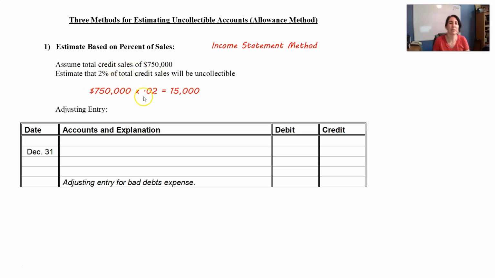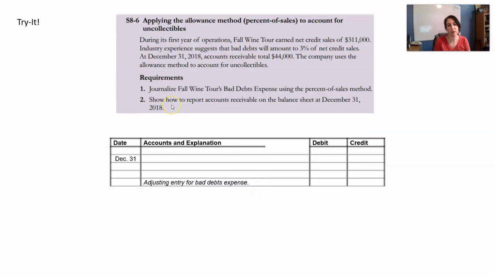So $750,000 at 2%, $15,000. So our journal entry for that is going to be debit bad debt expense, credit allowance for bad debts. All right, if you look back at those journal entries, that is how you do it. Okay, here's your little try it. Do the same thing. I give you the how-to here. Pause it, try it on your own.